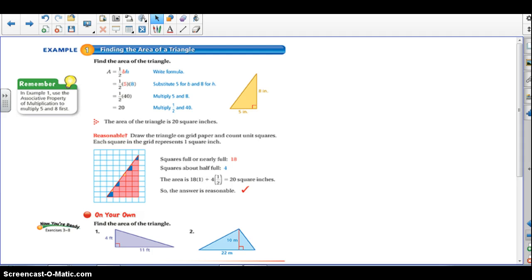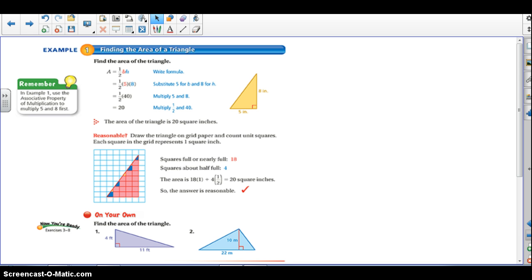All right, let's take a look at example 1. It's finding the area of the triangle. In example 1, it says area equals 1/2 base times height. Again, you write your formula. These steps are important. This is what you'll have to do for any work. Then you write the distributive property like we had done before. We had done 1/2 times one variable, 1/2 times another variable. So you've got 1/2 times 5 times 8. You've got 2 numbers in parentheses, so you do those first.